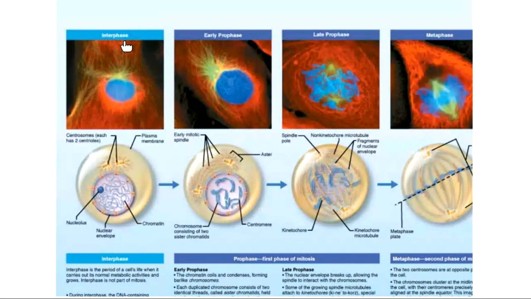So when we start here with interphase, remember, interphase is not part of mitosis, but interphase is what normally a cell is going to be doing. It's going to be living most of its life in interphase. When a cell is doing its normal life, when it's living in interphase, notice that we can very clearly see a nucleus, and inside that nucleus is our chromatin.